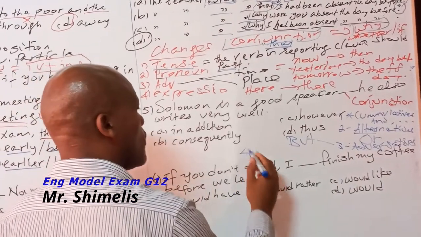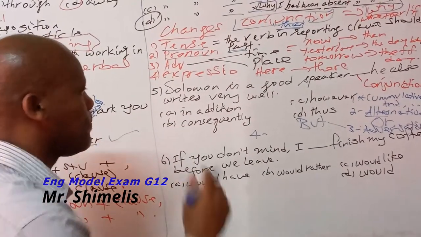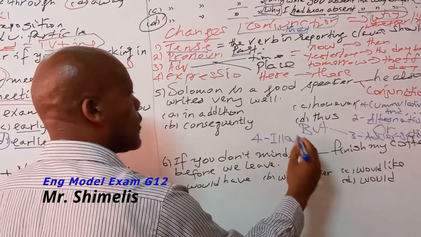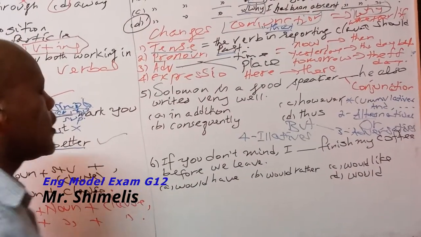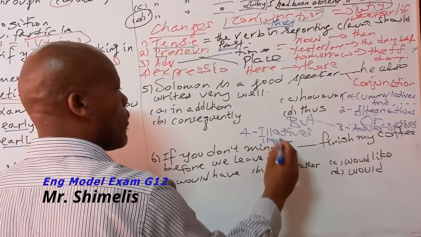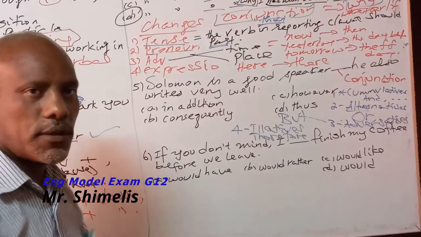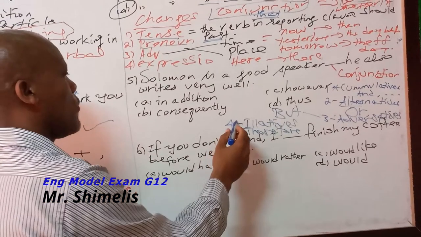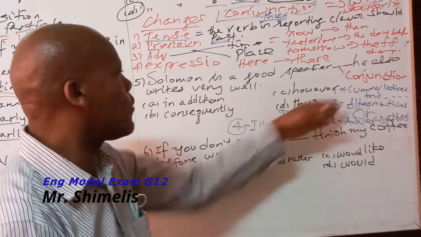And the fourth category of conjunctions is what we call indicatives. Indicatives are the fourth group of conjunctions which show deduction or conclusions, like "therefore," "hence," "thus," etc. Such conjunctions are categorized under indicatives. So we have four groups of conjunctions.